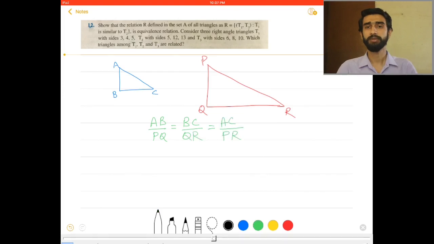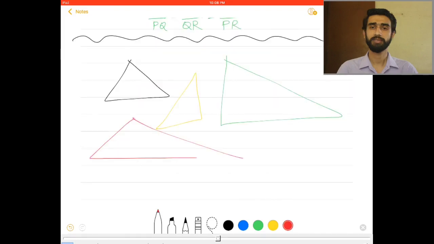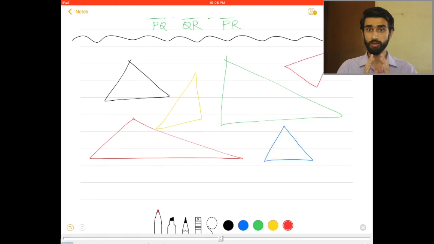पहले बात करते हैं सिमिलरिटी क्या मतलब है. Two triangles are similar if their corresponding sides are in proportion, है ना, AB upon PQ and so on. Now he says given set of all triangles in my plane, so I have drawn some triangles, है ना. They can be equilateral, they can be isosceles triangles, they can be right angle triangles, any triangle, all are in my set.